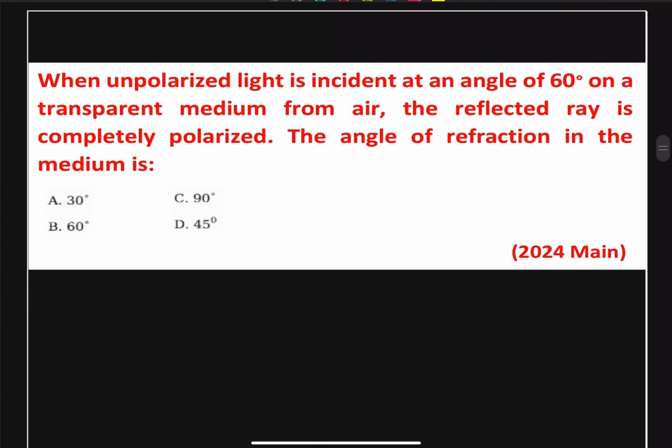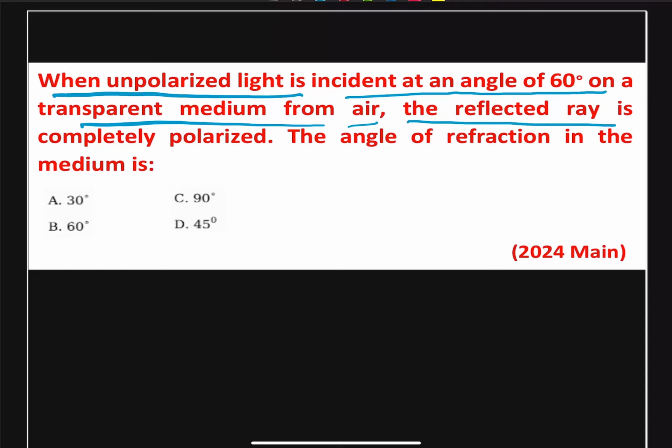It says that when unpolarized light is incident at an angle of 60 degree on a transparent medium from air, then a reflected ray is completely polarized. The angle of refraction in the medium is. So here we have to find out the angle of refraction. Condition is that the reflected ray is completely polarized. So we can just draw an approximate figure for that.